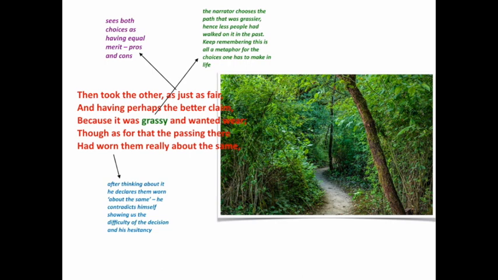Can you tell me, my students, where the poet has used personification and alliteration? Look at the word wanted wear. What do you mean by wanted wear? Yes, Robert Frost has personified the road in these words. Look at this, wanted wear. The road was grassy and wanted wear, as if the road is a human being and it wants wear and tear. And this word sound makes it alliteration.